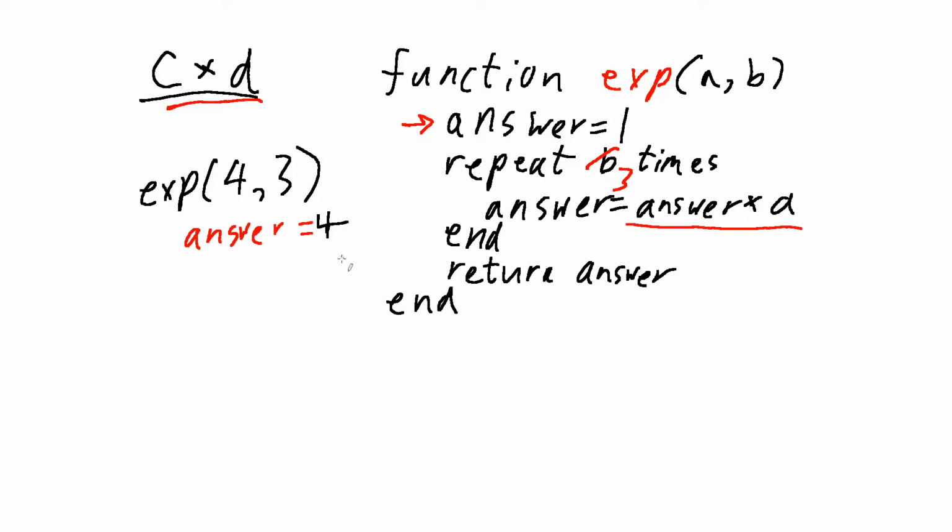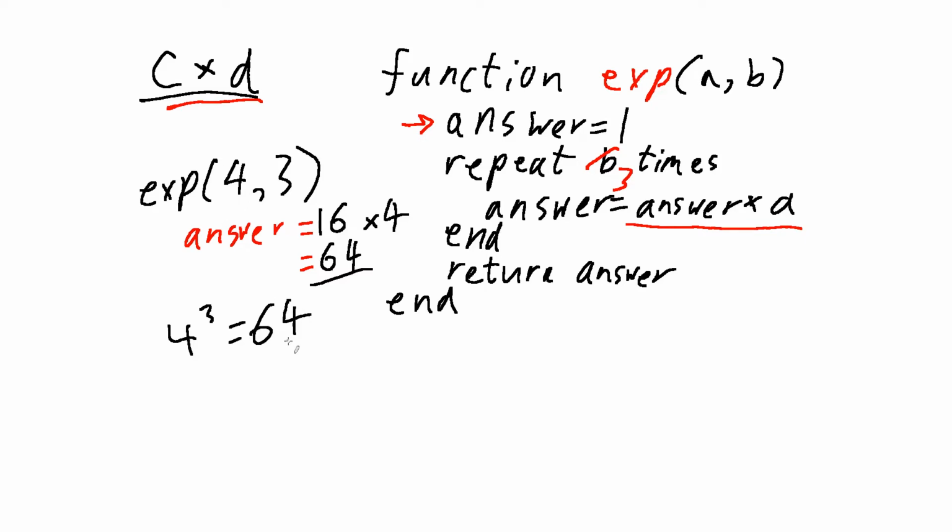Now we're on the second iteration, and that means again we do answer equals answer times a, which is 4 times 4, and that gives us 16. So now we're on the third iteration, the last iteration, and then we have to do again answer equals answer times a, 16 times 4, and that gives us 64 as our answer. And we just return this, 64. So 4 to the power of 3 equals 64.